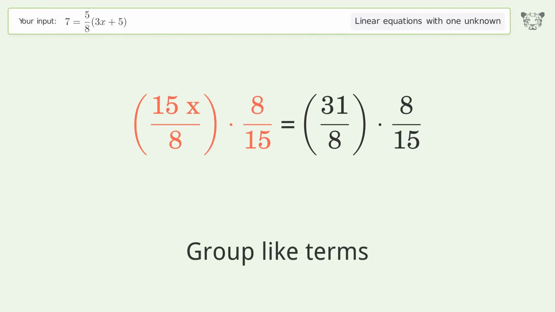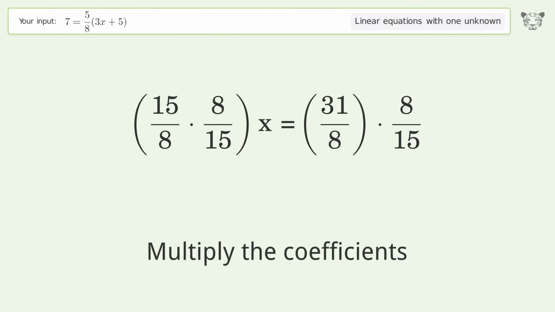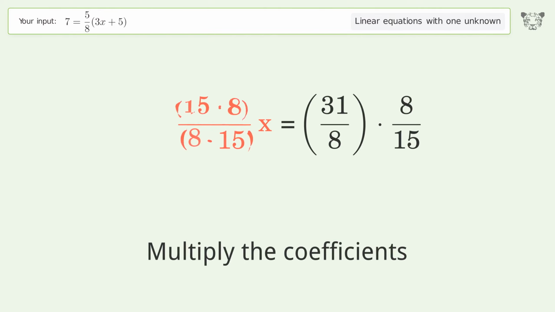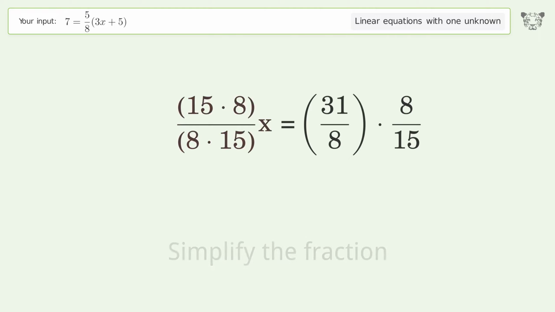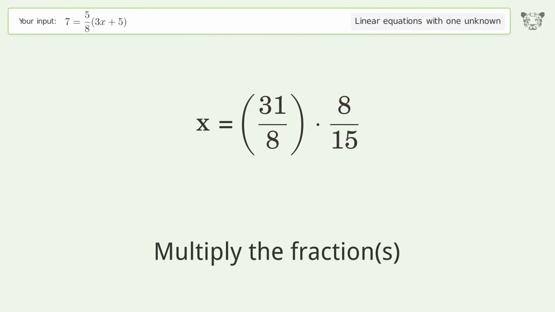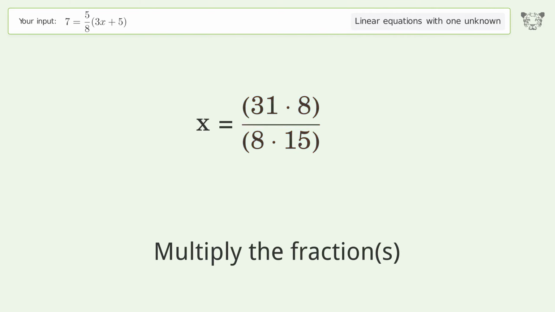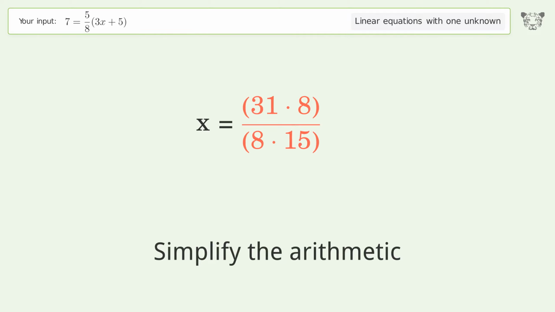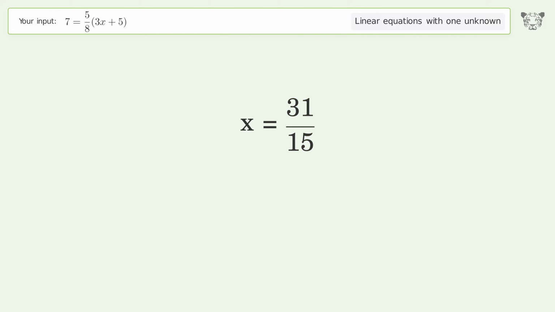Group like terms. Multiply the coefficients. Simplify the fraction. Multiply the fractions. Simplify the arithmetic. And so the final result is x equals 31/15.